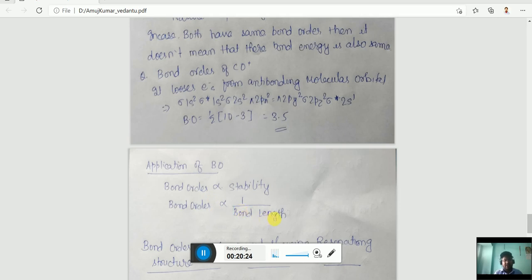If you have to compare the bond length of these three, then simply calculate the bond order, and the one which has lower bond order will have higher bond length. Similarly, the inverse relation is followed. But in case of stability, direct proportion is followed: bond order is directly proportional to stability. Whatever the type, you will calculate bond order and compare stability, bond length, bond energy, similarly.